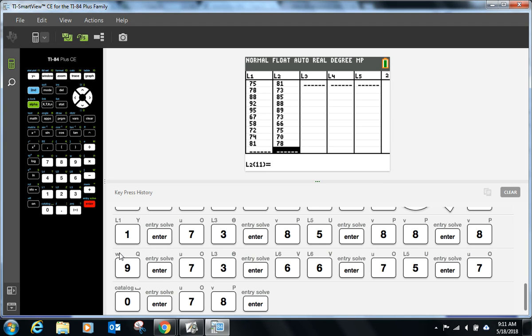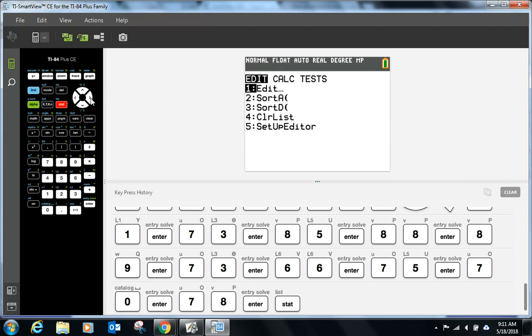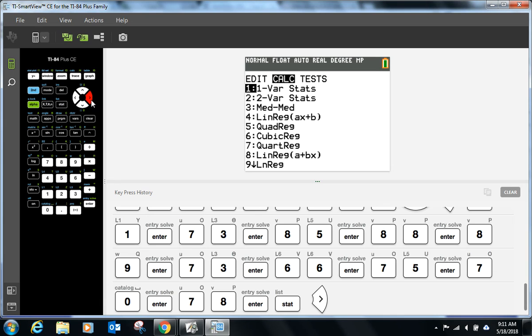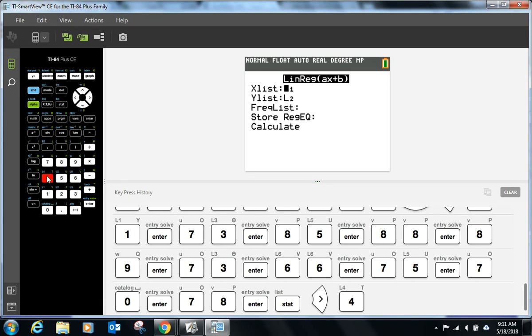So we're going to go back to stat, calculate. Linear regression, that's a line regression, right? I want the equation of the line. All right, L1, L2, everything looks good.